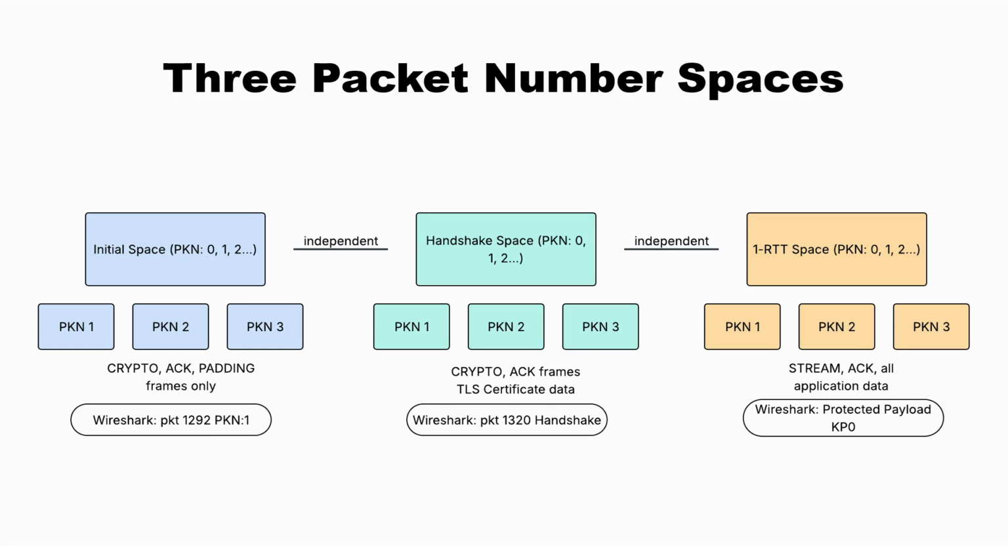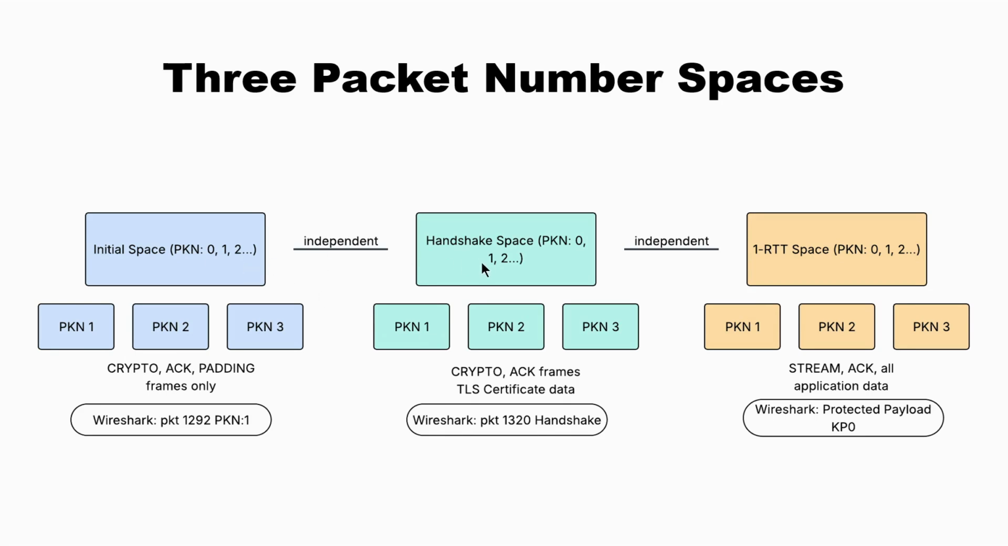Like if a handshake space packet is lost in the network, the initial space packet will still reach the destination. This separation ensures that the acknowledgements and the loss detection in one space do not interfere with another, as I already told. And each one of them has packets starting from 1. Like the initial space has packets starting from 1 as well, such that these packets do not get confused with each other, even though they both have the number 1, because they come under different spaces.